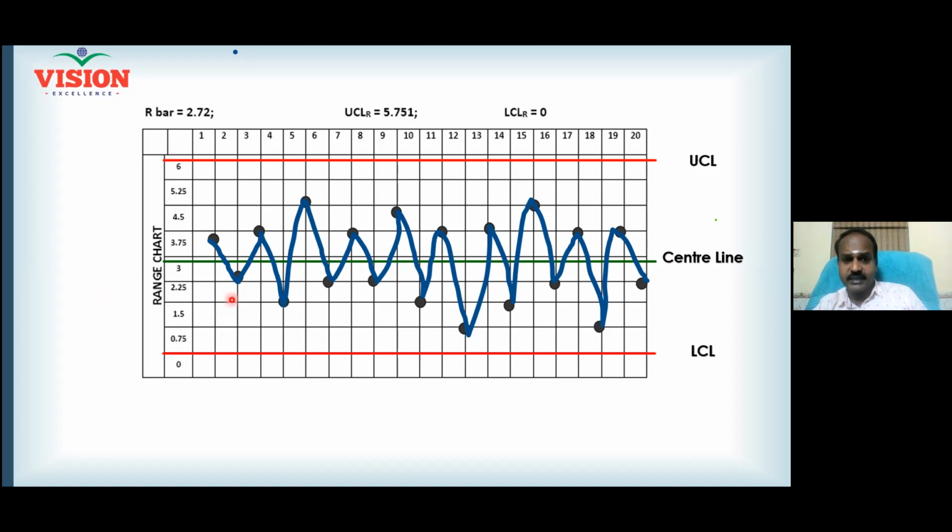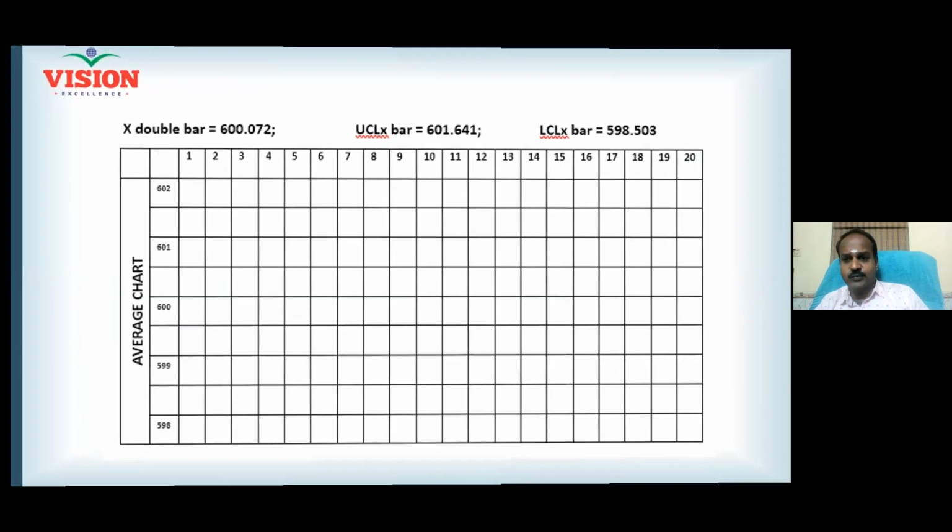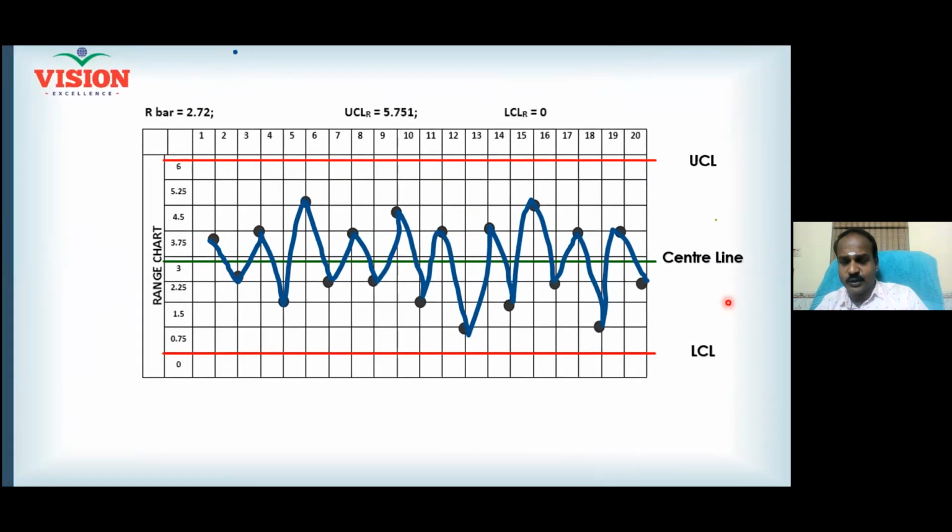It is evident that within variation is under control. When within variation is under control, you can proceed and plot X bar chart. If within variation is not under control, my suggestion to you is, you as a green belt, you must stop the process and investigate what went wrong in that particular shift.